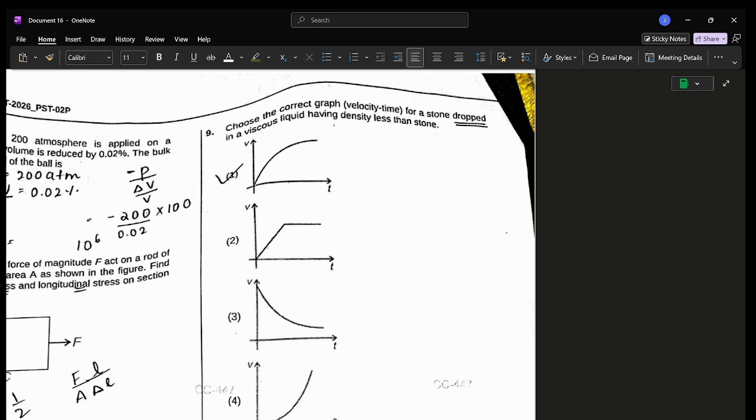So the graph would be something like the third one if it is thrown, and for the initial part, if it's dropped, then it's going to be something like this. And it also starts from zero, guys. That is another thing you need to know, when it's dropped and when it's thrown.